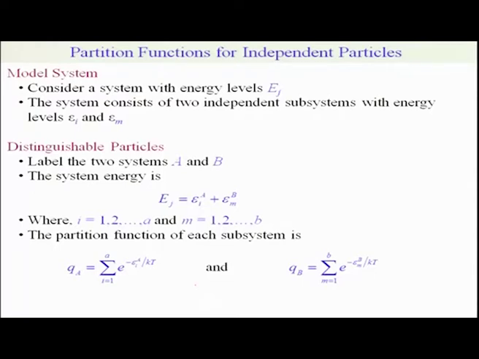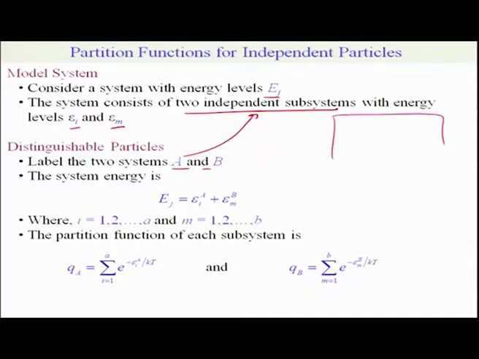So, we will be considering a model system to appreciate this understanding. Let us assume that a model system has energy levels E j, and j of course will vary. The system consists of two independent subsystems with energy E i and E m, and we are considering independent particles, and we are also going to consider distinguishable particles. Let us label the systems A and B, because A and B correspond to two independent subsystems.